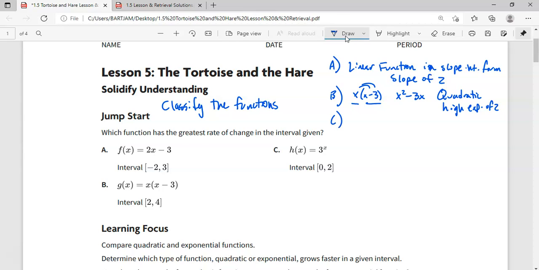Finally, C, h of x equals 3 to the x power. We know that this is an exponential function because x is the exponent.